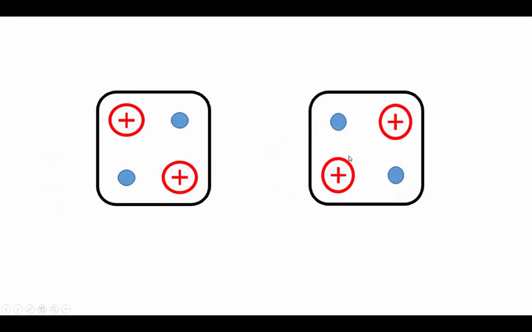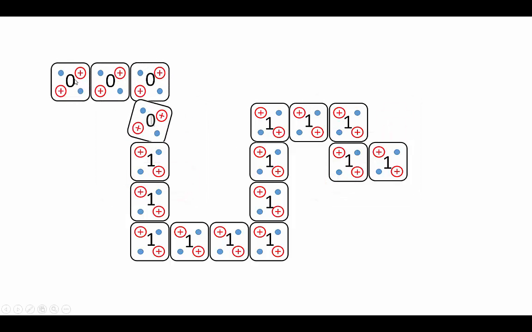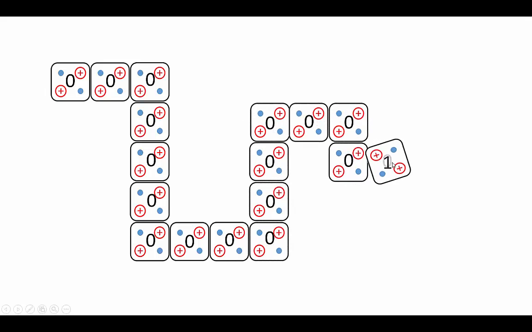Where this can be interesting is if we assign a logical or binary value to each of the chips. So if the positive is in the top left, we'll call that a binary 1. If the positive is in the top right, we'll call that a logical or binary 0. We can then have a logical value that can transmit itself through a series of these chips, and it can make turns if we need it.